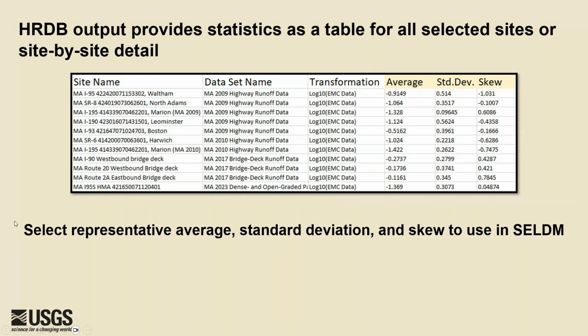So further down in the output, we can take a look at the actual statistics that were generated. So again, this is in a tabular format. It's also formatted site by site, where each row is a different site, and then to the right we have the statistical data or information. So in terms of simulating in SELDM, we could select the median statistics among all of these sites, or you could select the data for just the site that best represents what you're trying to simulate.